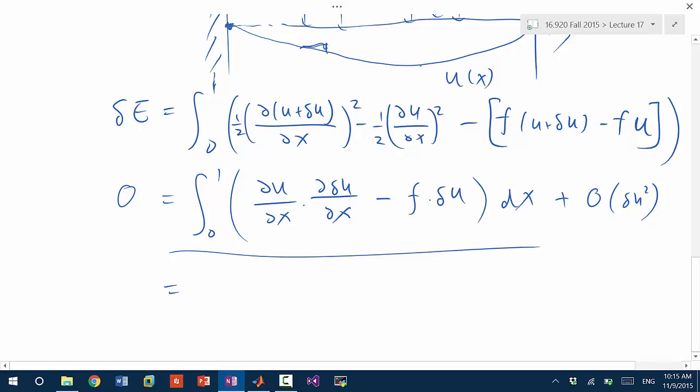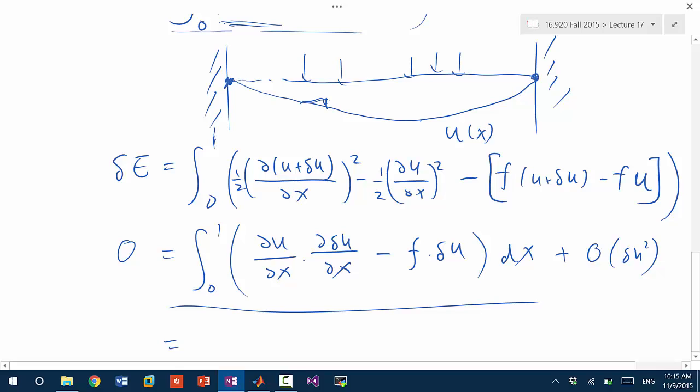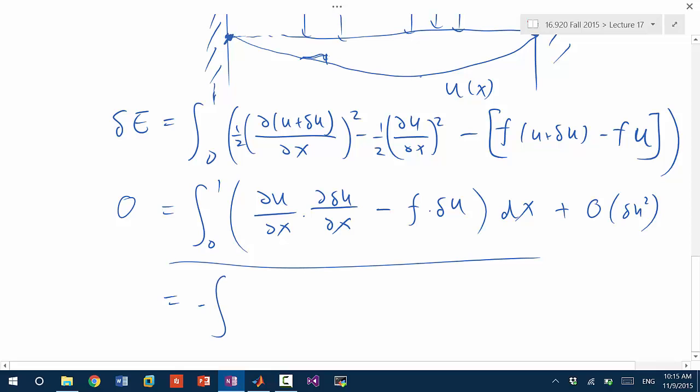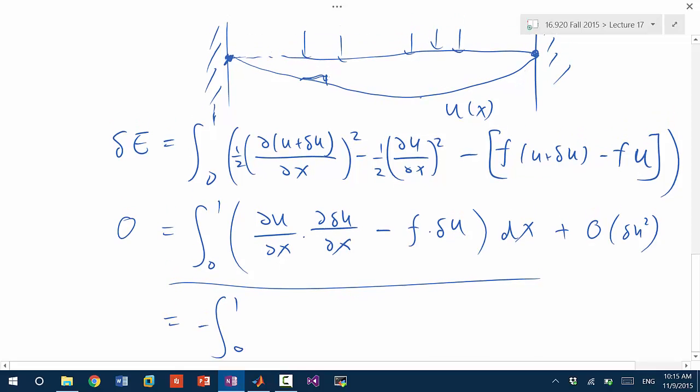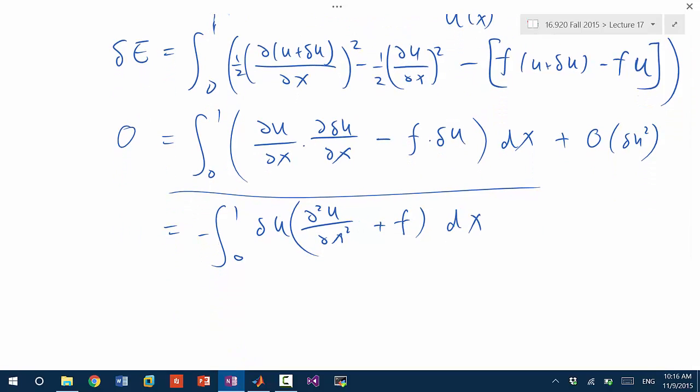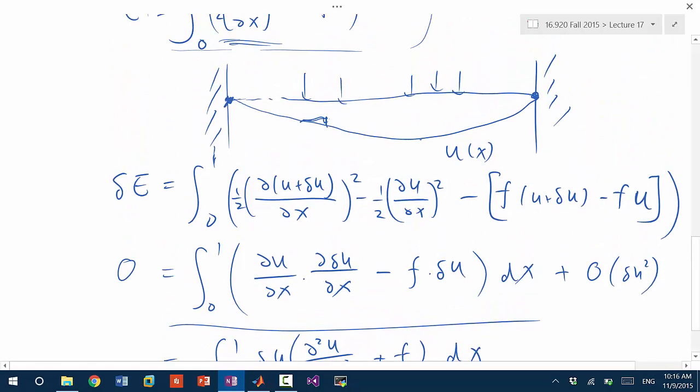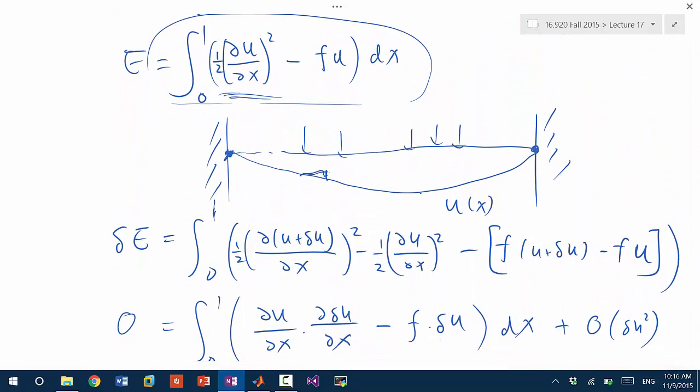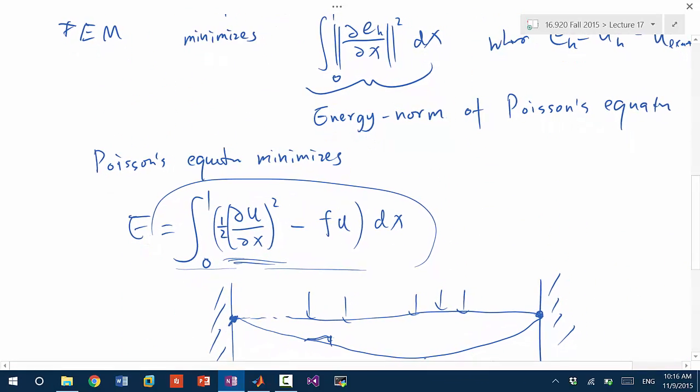Through integration by parts, and because the two ends are fixed, delta u is equal to 0 at the two ends, so the boundary term is 0. I have delta u times the second derivative of u plus f, dx. So this has to be 0 for any delta u, for whatever change you make to u. That means the second derivative of u plus f has to be equal to 0, and that is Poisson's equation. You can do the same thing with the beam equation. But what I'm saying is, for a lot of the differential equations where the bilinear term is symmetric and positive definite, you can always derive an energy statement for the equation. And the energy norm is basically coming from this energy statement.